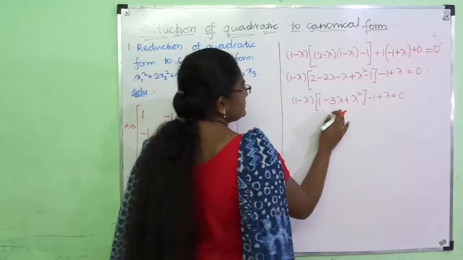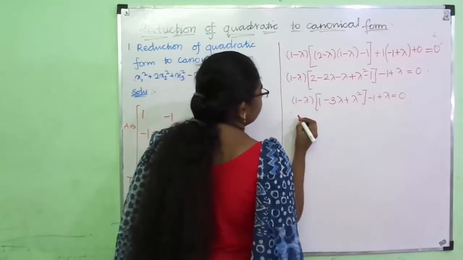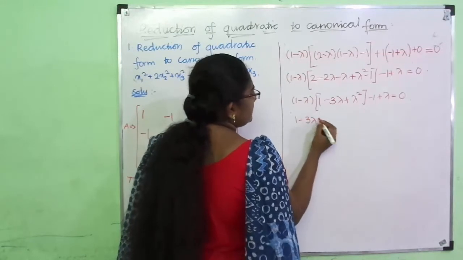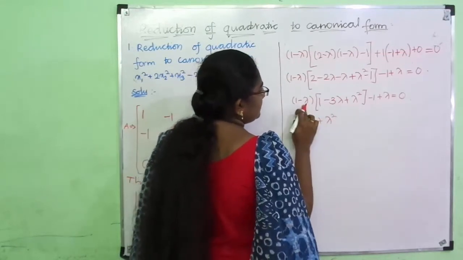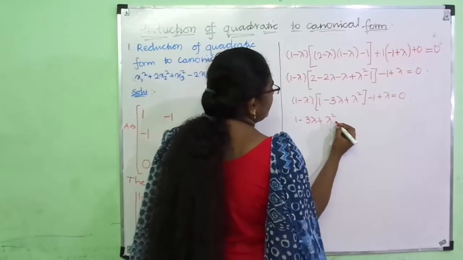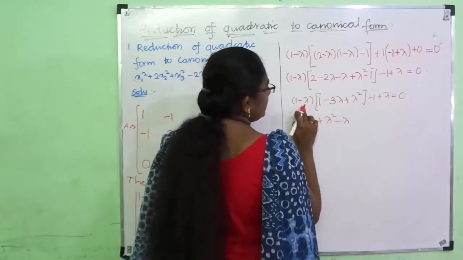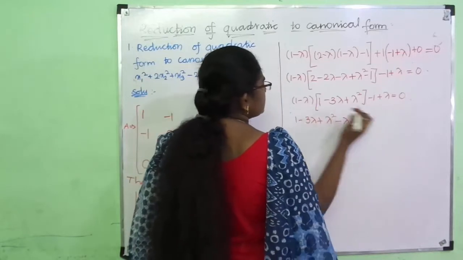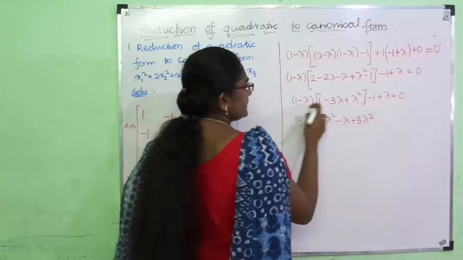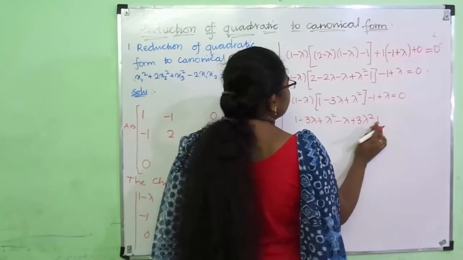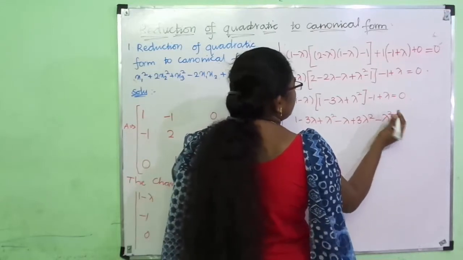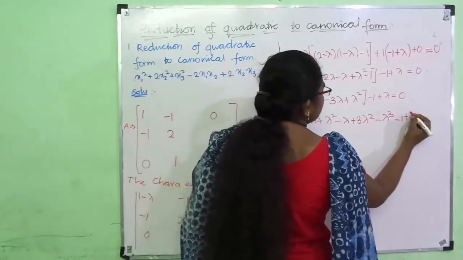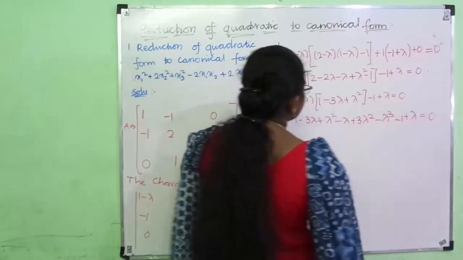1 into 1 minus lambda into this term. 1 into this term will be the same: 1 minus 3 lambda plus lambda square. Minus lambda into this term: minus lambda into 1 is minus lambda, minus lambda into minus 3 lambda is plus 3 lambda square, minus lambda into plus lambda square will be minus lambda cube. Writing the remaining terms, minus 1 plus lambda, which is equal to 0.